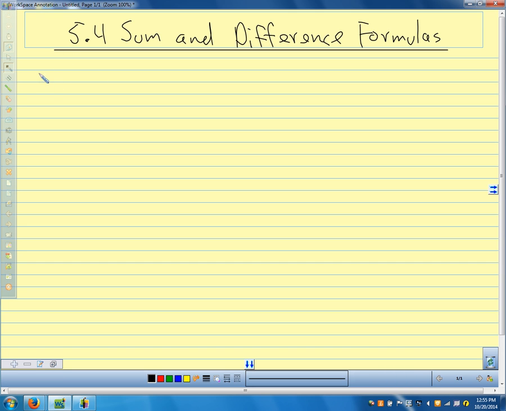So what I want to do is just list our formulas and then do some examples of the kinds of problems that you would see with these formulas. So the sine of u plus v. Unfortunately, and I try to write my v's with little tails on them because my u's and v's tend to start looking the same, it's a little more complicated than sine u plus sine v. So our formula: sine u cosine v plus cosine u sine v.